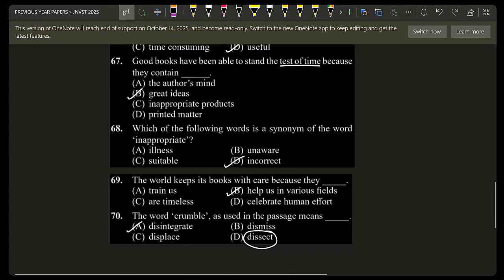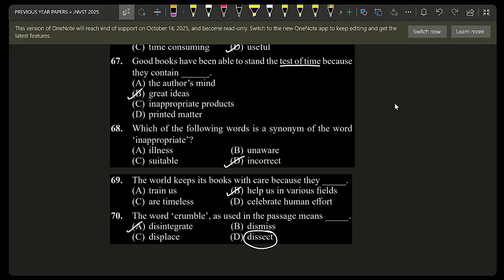Jaiwant. Sir, 67th question. Why not be option A? Good books have been able to stand the test of time because they contain the author's mind, great ideas. See, actually, whatever may be the author's mind, we don't want. We are taking care of the books for great ideas, not for the author's mind. Okay, sir.